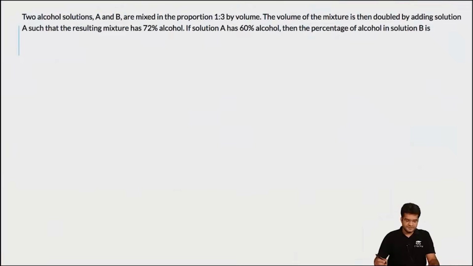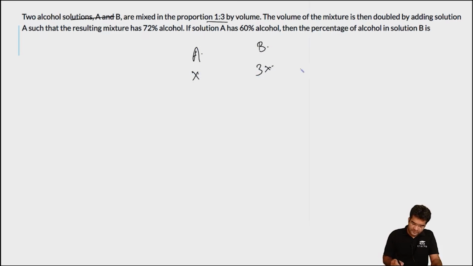In this question, we are told that there are two alcohol solutions A and B. They are mixed in the proportion of 1:3 by volume. So we have A and we have B. We have mixed 1 unit of A with 3 units of B. So the total volume of the solution is 4x.